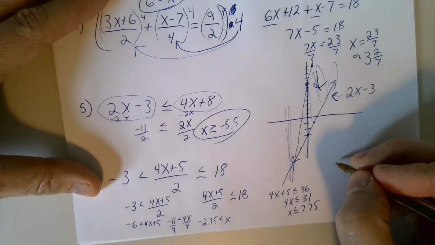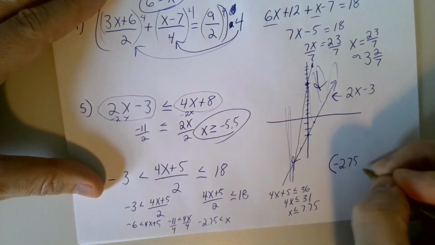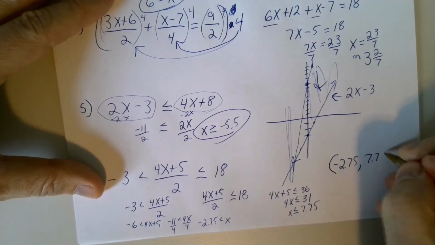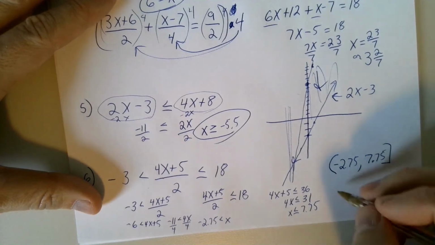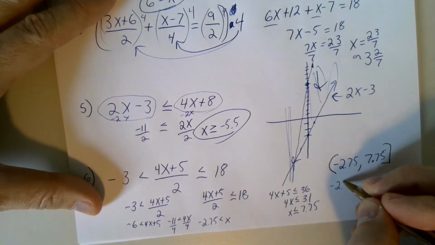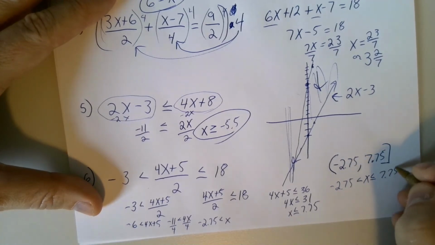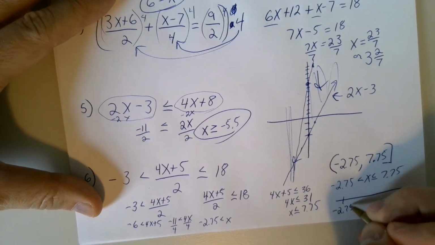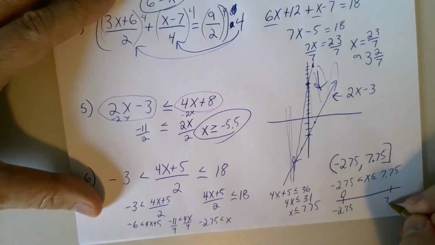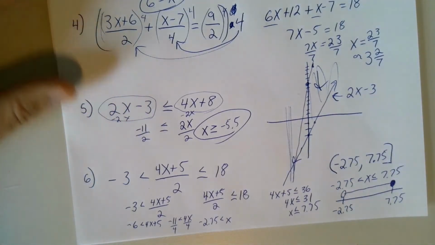So if I was to do this in interval notation, I'd put it like this, with a bracket. And if I was to do it algebraically speaking, I would have negative 2.75 is less than x is less than or equal to 7.75. And if I was to do it on the graph, negative 2.75, open circle, 7.75, closed circle, and it would go just like that.